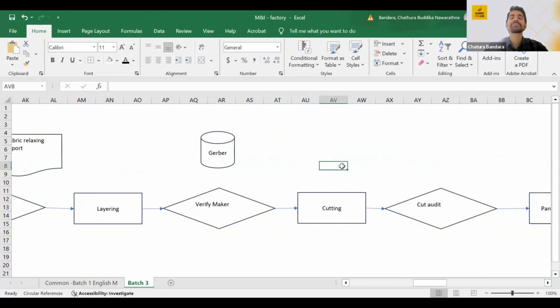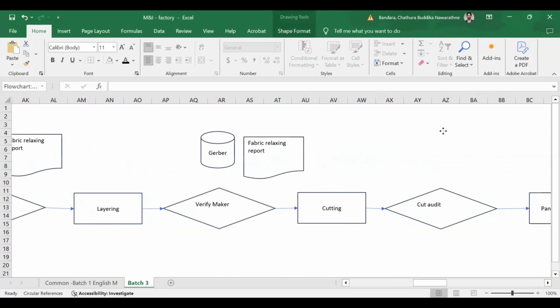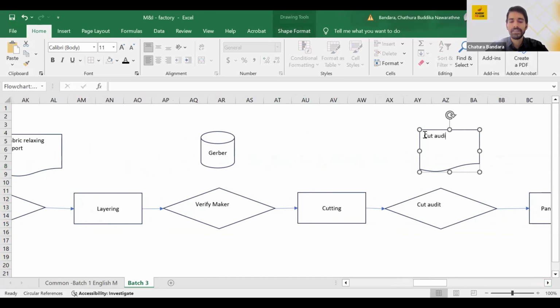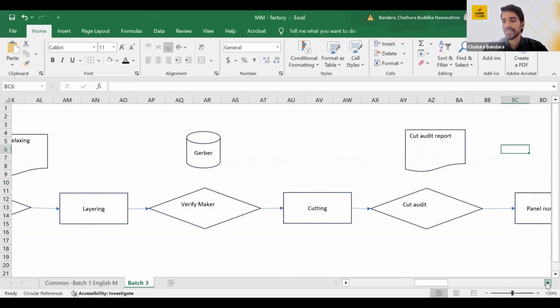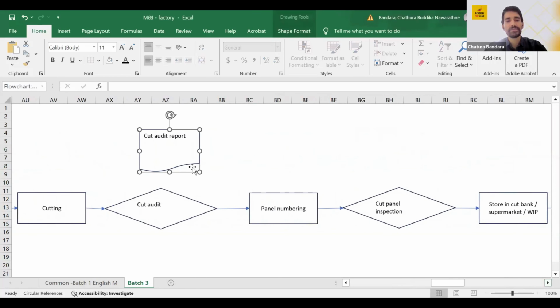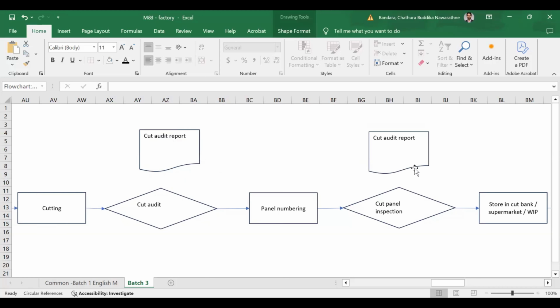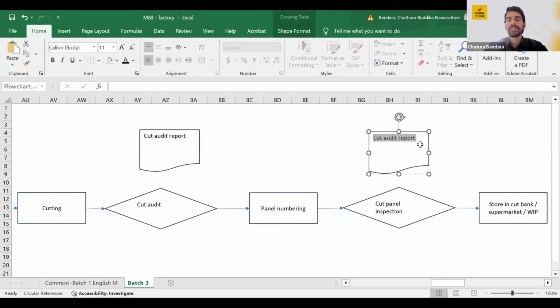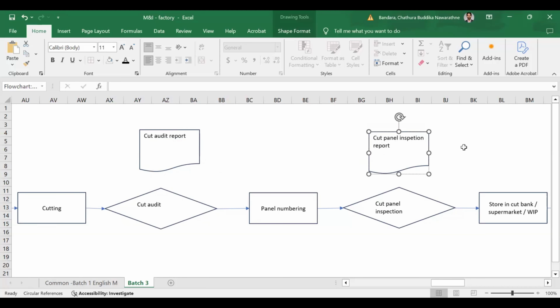And cut audit. This is a manual report. Okay. Cut audit report. Is it okay? Yeah. And then cut panel inspection, same, manual. What do you call it? Cut panel inspection report. Yeah, CPI report.